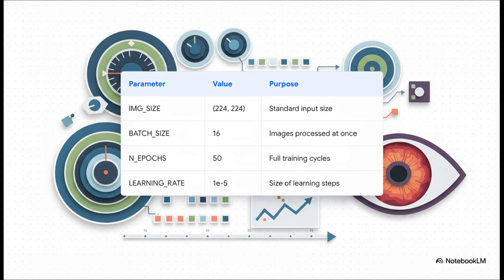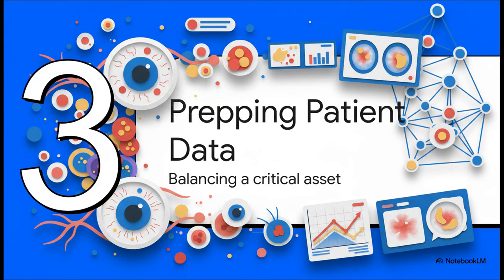Next up, we have to tweak what are called hyperparameters. The best way to think about these is like the dials and knobs on a complex machine. We're setting the image size, the batch size, which is just how many images the AI looks at in one go, how many full training cycles or epochs it'll run through, and the learning rate, which is kind of like how big of a step it takes with each new piece of information. None of this is random. Each one of these settings is a careful choice to make sure our AI learns in the best way possible. Okay, lab's all set up.